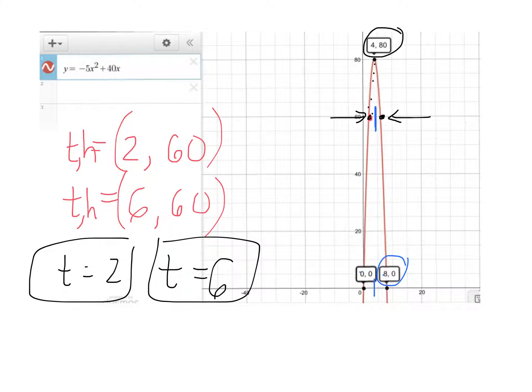So what does that mean in this context? If the first x-intercept is 0 and the second one is 8, what does that mean about the rocket? How long was this rocket launched for? It took 8 seconds until the rocket went back down to the ground. So the rocket went up. The highest point it reached was how many meters? 80 meters. It came back down. When it was in the air for 6 seconds, it was at the height of 60 meters again because it comes back down. And then at 8 seconds, it hit the ground.